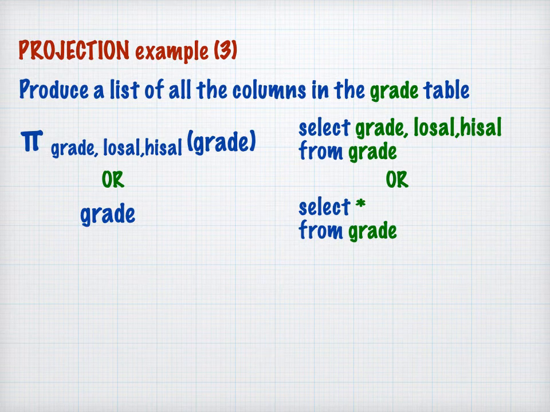But in fact, there's a sort of shorthand way. What we're really doing is show us the whole table, show us the whole relation. So the way we would write that down is just to go kind of grade. That's the relational algebra expression for that.